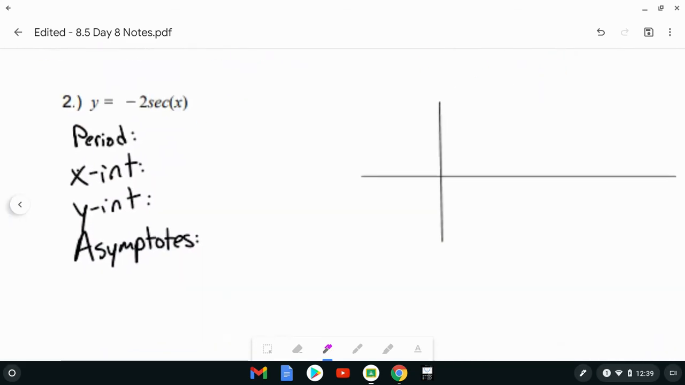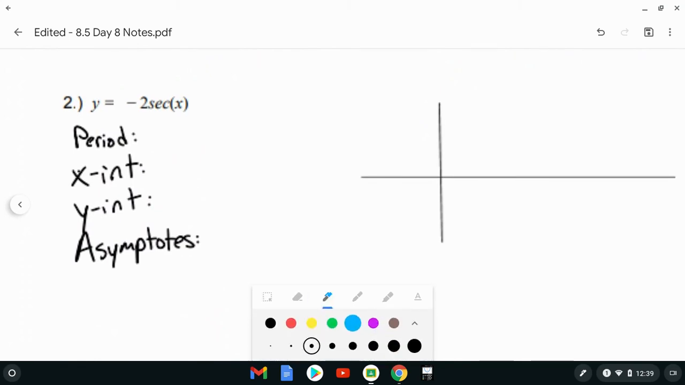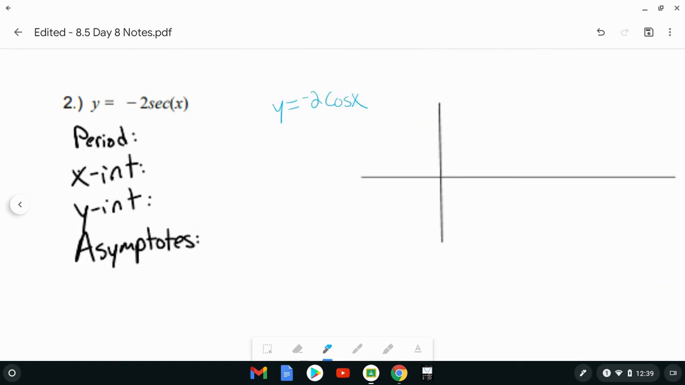If you want to take a look at the next one, it says graph y equals -2 secant of x. So the first thing we want to do when we're talking about secant and cosecant is we first want to graph y equals -2 cosine of x. By graphing this, it's going to make it significantly easier to graph the reciprocal trig function. So if we graph this one, the period is still going to be 2 pi. It's going to be the same.